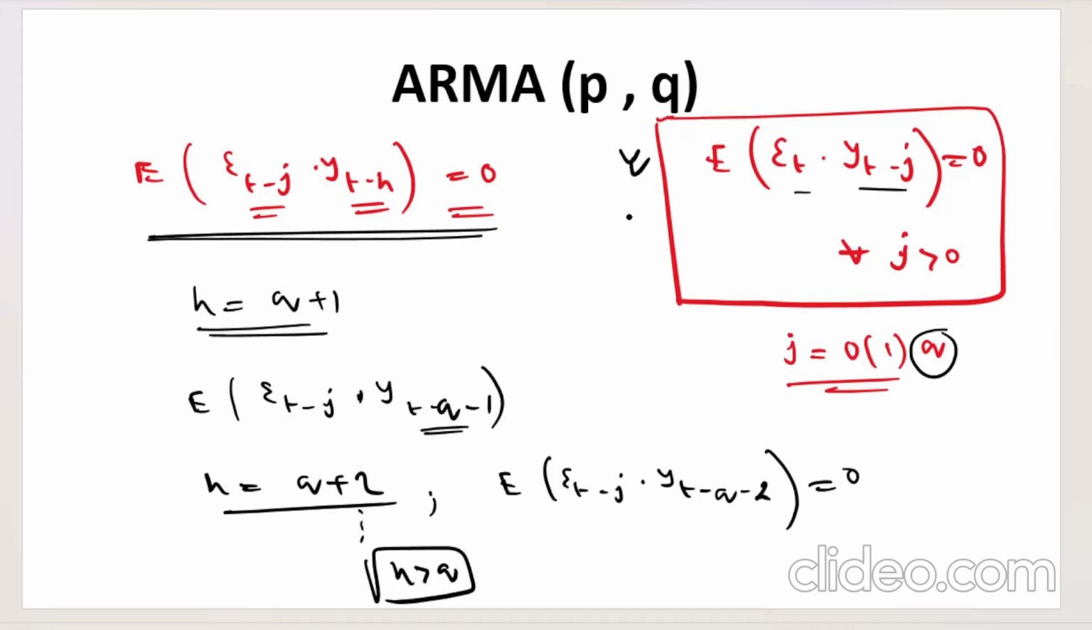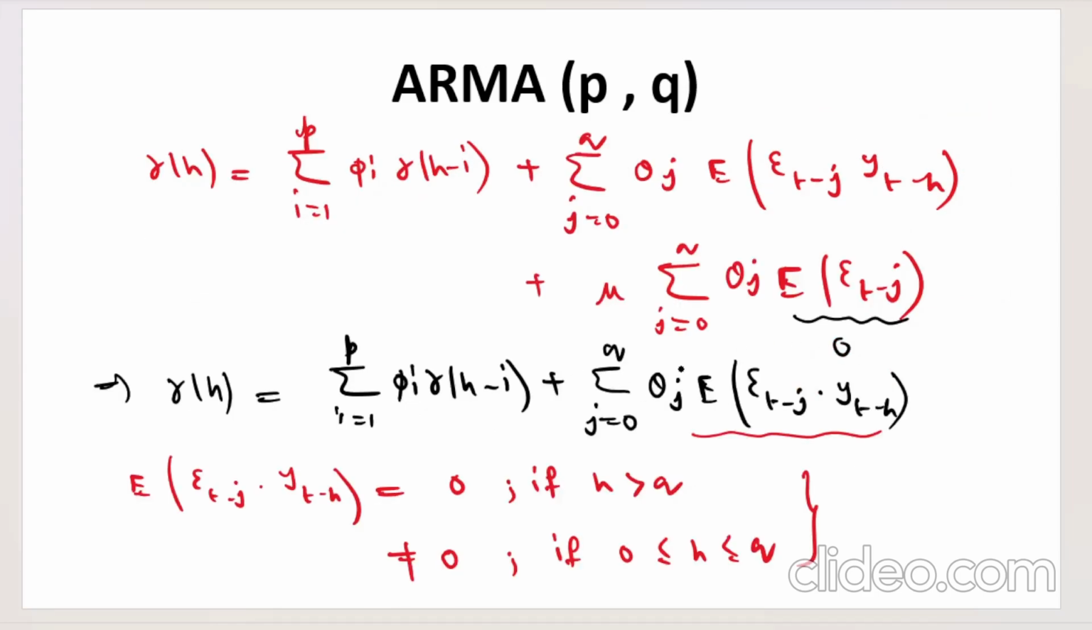If you do it on your own, you will understand it better. So remember this thumb rule, this is the logic we are using here. This term is basically 0 for every h greater than q.